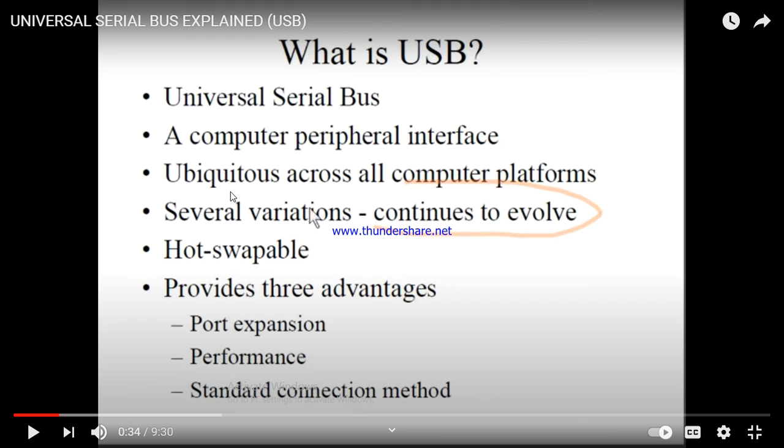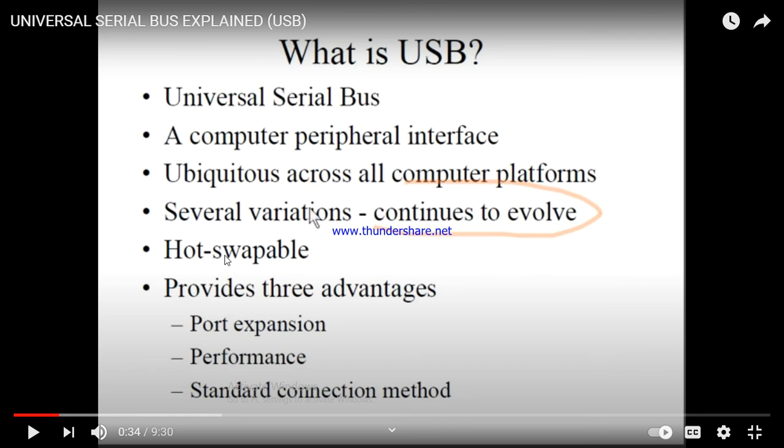Ubiquitous across all computer platforms. Means what? It does the same functioning irrespective of different computer platforms. Several variations are also available and continue to evolve. This line is telling about that. Now there are several variations going on in Universal Serial Bus.